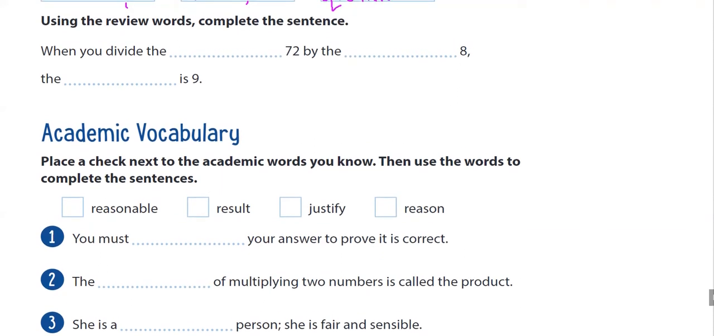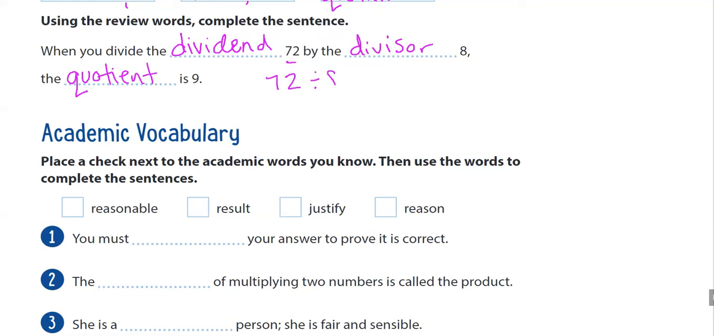Okay, so when you divide the dividend, because the dividend is what you divide, that's a pizza. The dividend is 72, and you're going to divide it by the divisor of 8. Then the quotient is 9, because 72 divided by 8 is 9.